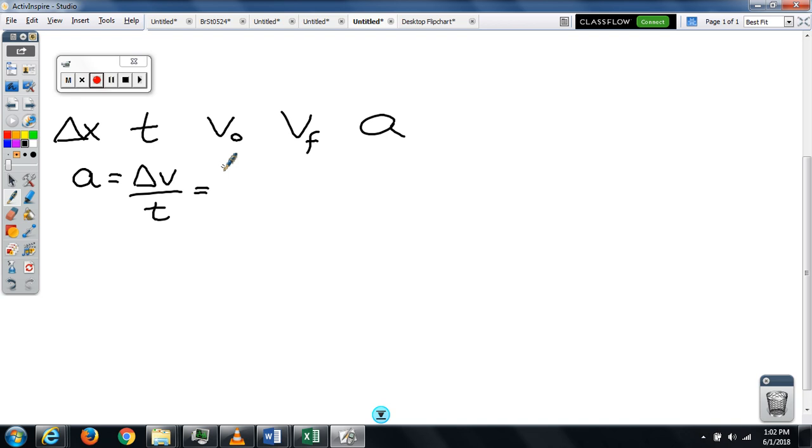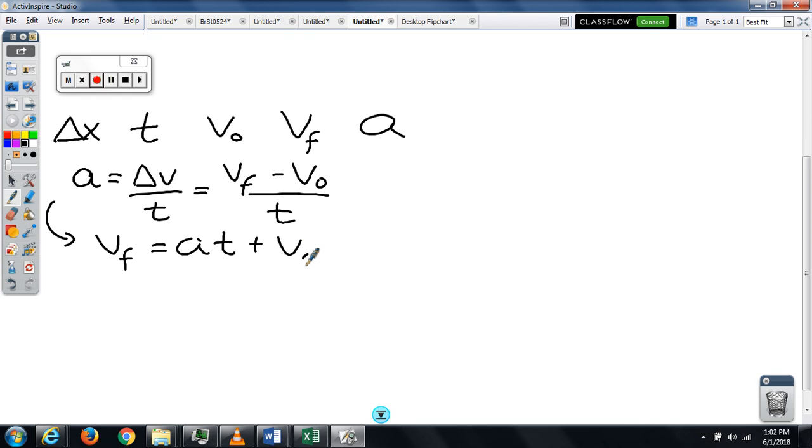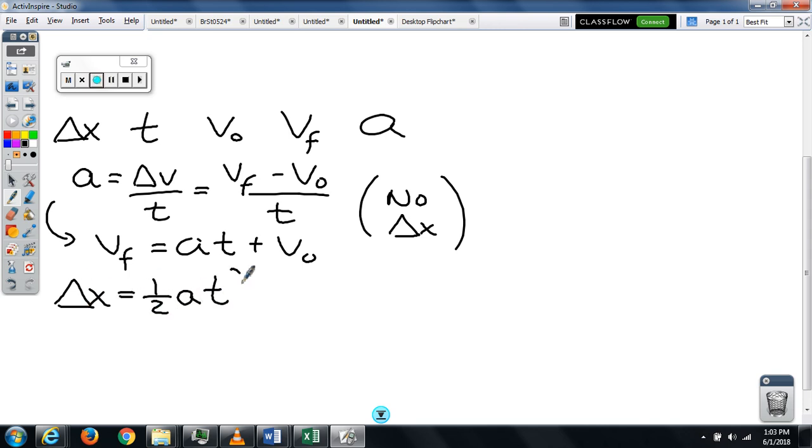So the equations are the definition of acceleration, which is a equals change in velocity over time, which is the same thing as saying v final minus v initial over time, or can also be rewritten, solved for v. All of these represent the same thing, but this has no delta x in it. Another equation would be delta x equals 1/2 acceleration times time squared plus v initial times t. This has no v final in it.